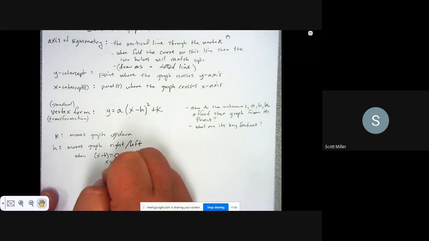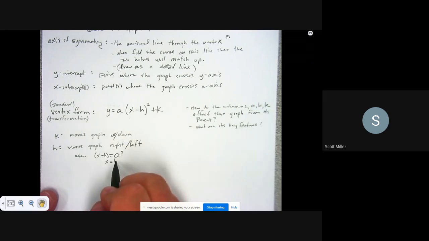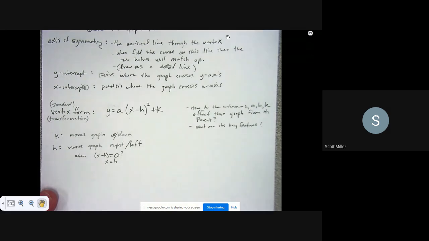Okay? When does that equal 0? In this case, when x equals h. So that's how you can tell. If the number, when you solve it, gives you a positive value, then you're going to move to the right. If when you solve for x you get a negative value, then you're going to move it to the left. And we'll explore that in more detail as we move along.